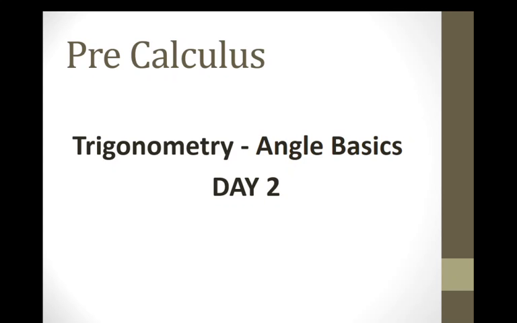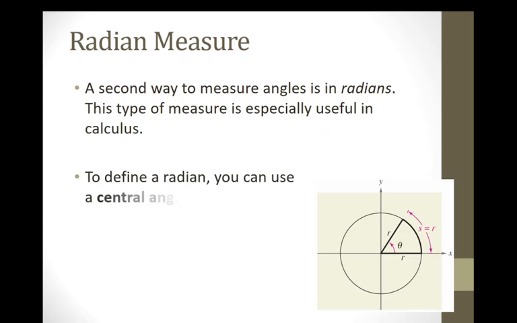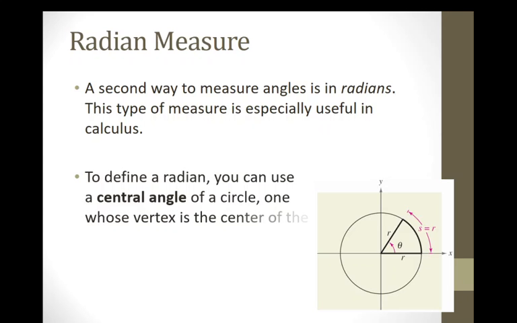So we're going to go over the second part of our angle basics, starting with radians. Radian measure is a second way to measure angles. This type of measure is especially useful in calculus, and since it's especially useful in calculus, we use it a lot in physics as well. A lot of the sciences use radian measures versus degrees.